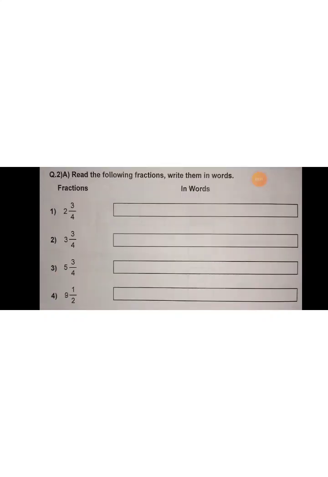Children, let us write the mixed fraction in words. So the first fraction is 2 and 3/4. So we will write it as 2 and 3/4.